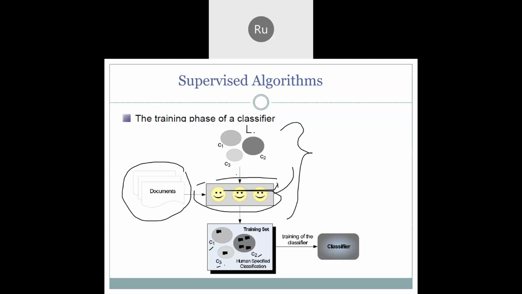This is the label, this is the document, and then you label each document with which class it belongs to, and you feed this training set into the classifier in order to model the data set that you have in your training. Okay.